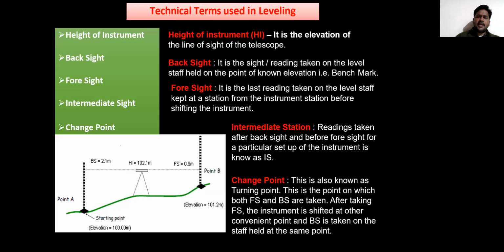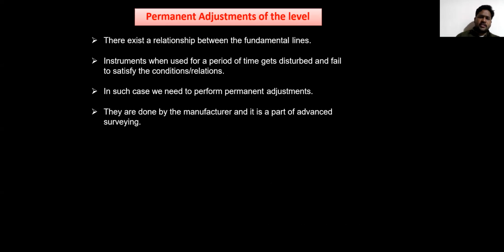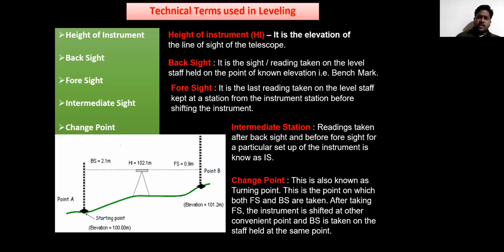So we'll discuss what is height of instrument, backsight, foresight, intermediate sight, and change points. These definitions are more important. If you know these definitions, then only will you know the concept of leveling.